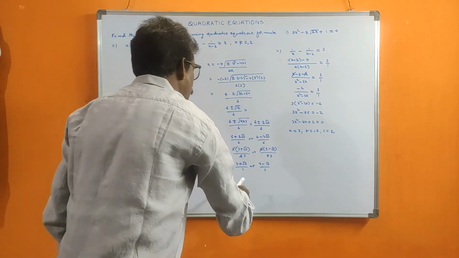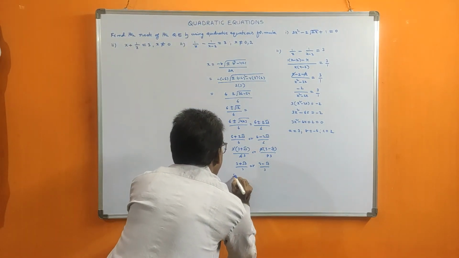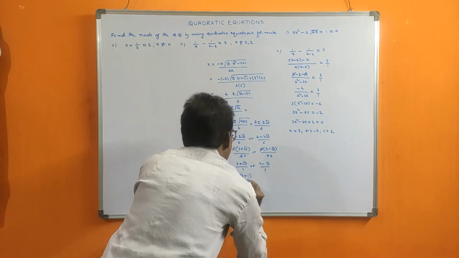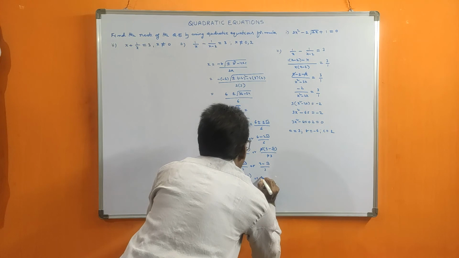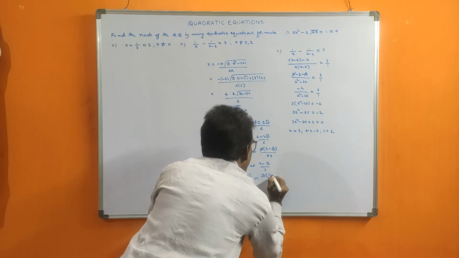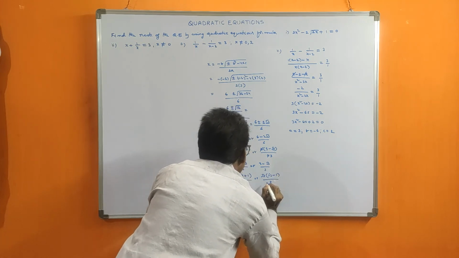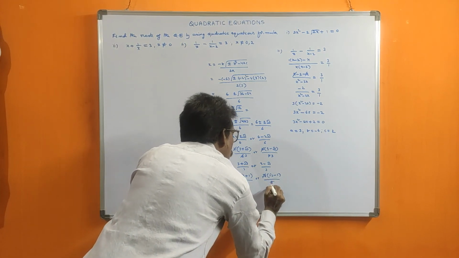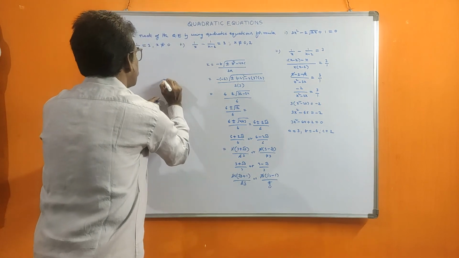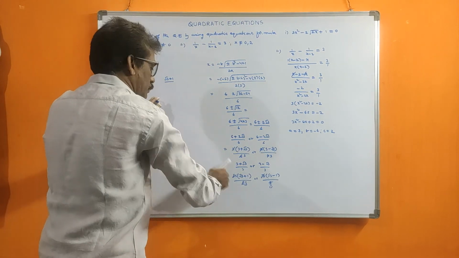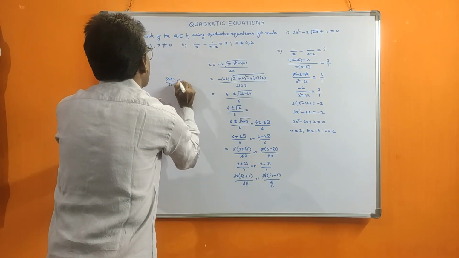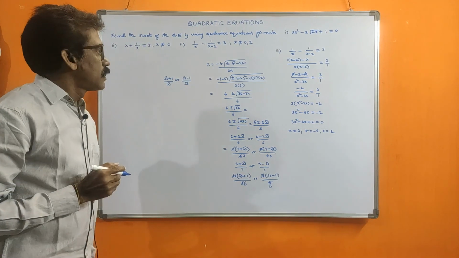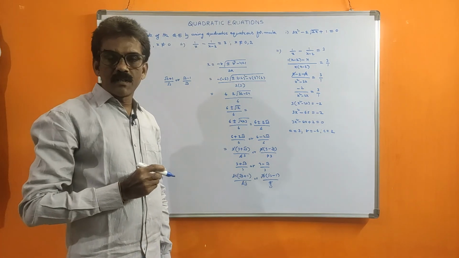Again you can take root 3 common. Root 3 common means here root 3 plus 1 by 3, or here also root 3 into root 3 minus 1 by 3. Root 3 in this, root 3 times. Simplification, that's it. That means root 3 plus 1 by root 3, or root 3 minus 1 by root 3. These are the roots of this quadratic equation.